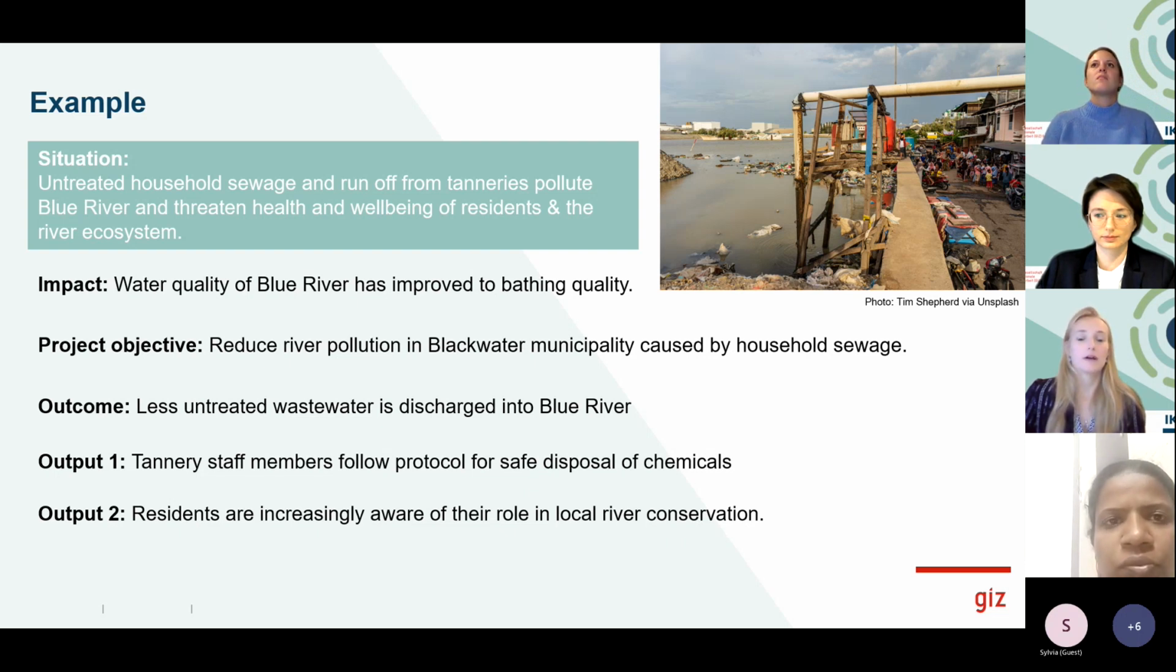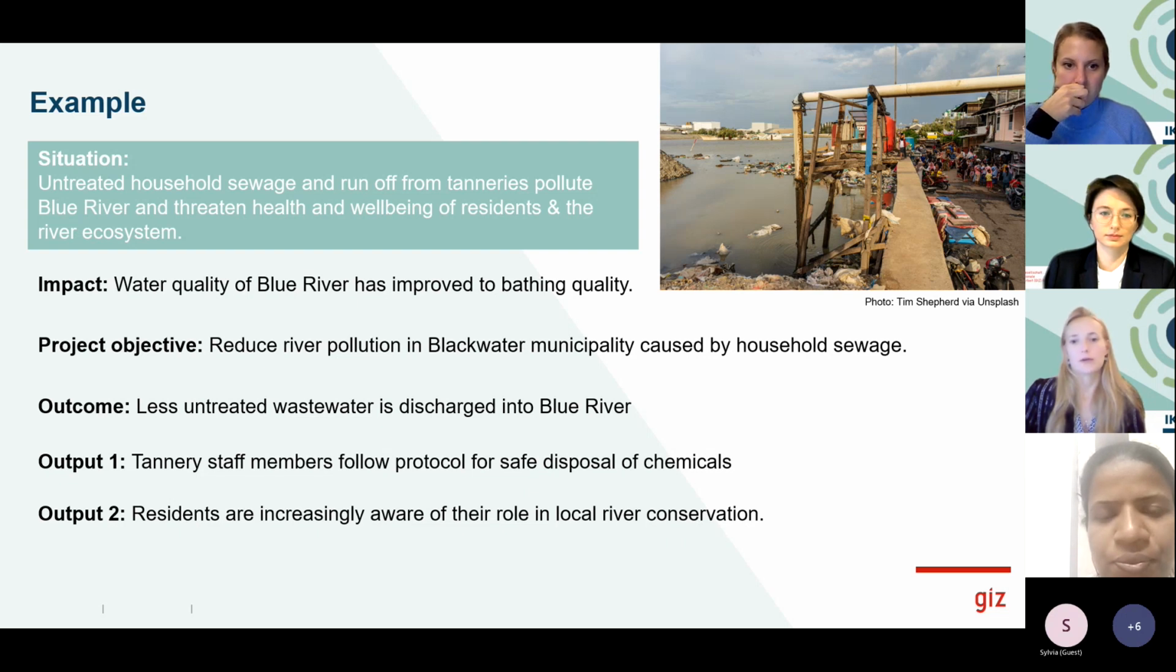But then we arrive at the outcome level, and here this is something our project can actually achieve, because maybe we could say we want to achieve that less untreated wastewater is discharged into Blue River. This is our project goal, our overall goal, our outcome. And to achieve this objective, our project would have several outputs, of course. So for example, we might train staff members of tanneries on safe disposal of chemicals, but we would also work, for example, with local residents to increase the awareness of their role in river conservation.